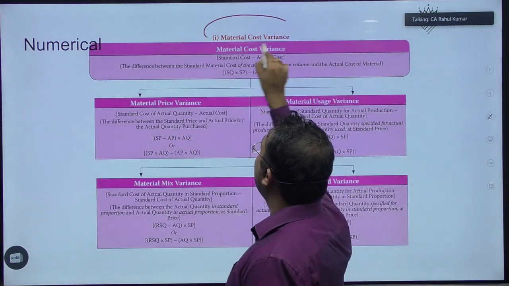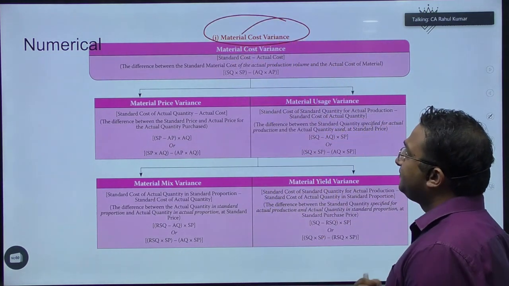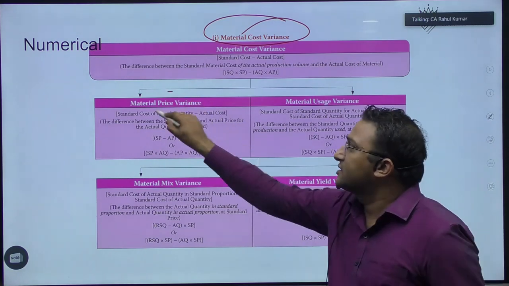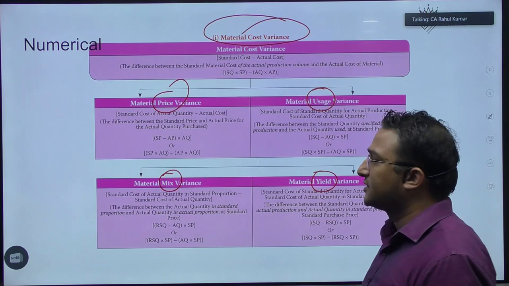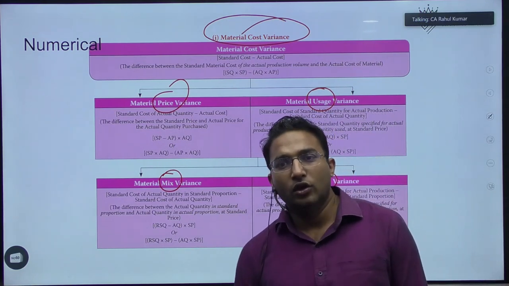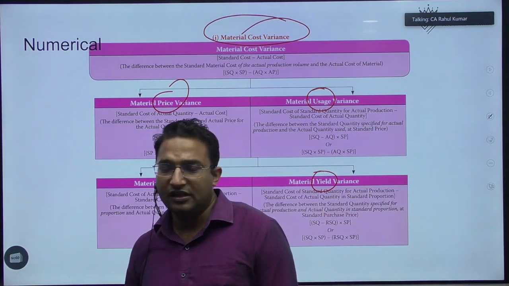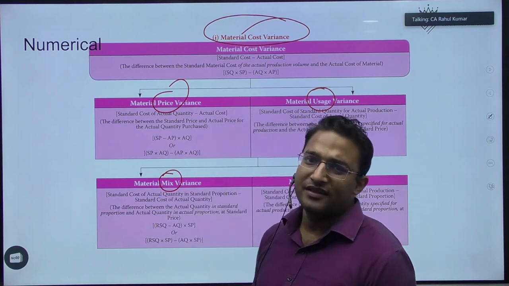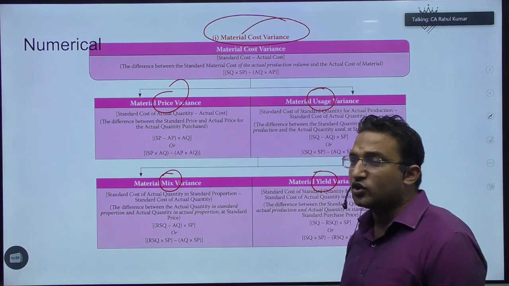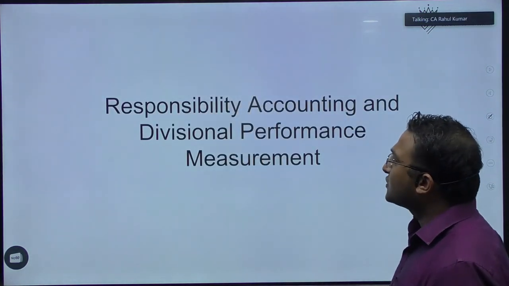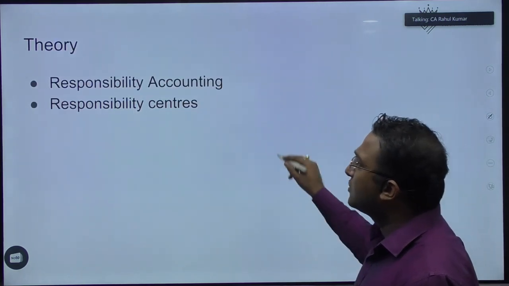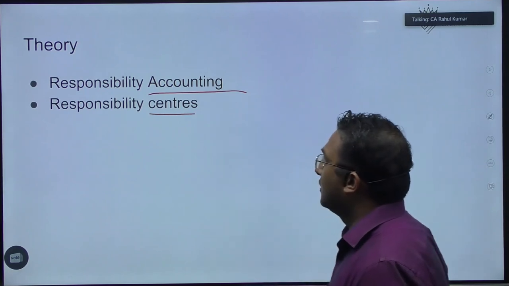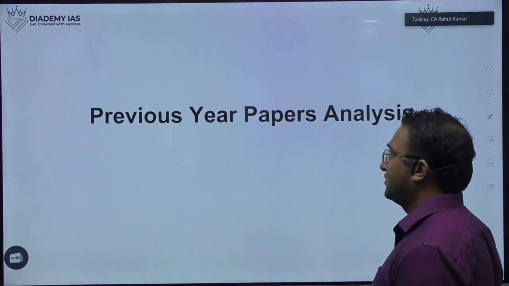These are the formulas of the material cost variance, like material price variance, material usage variance, mixed variance, and yield variance. So accordingly, you should also know labor and the variable overhead. This formula you should know, and you should practice at least one or two questions from each of these areas. Then comes responsibility accounting and the divisional performance measurement. Here, they're asking theory questions about responsibility accounting and responsibility centers.